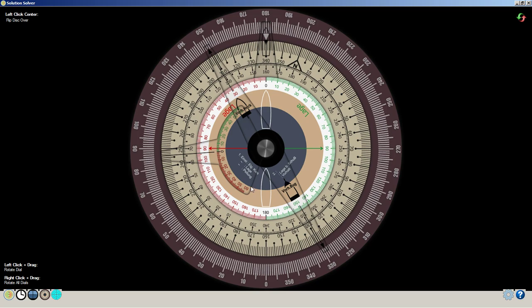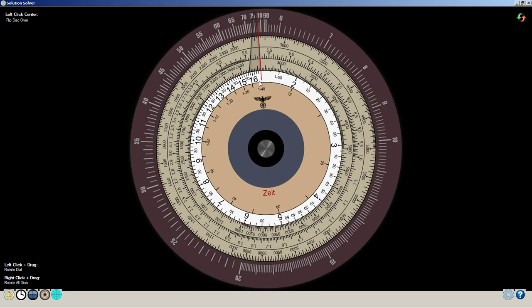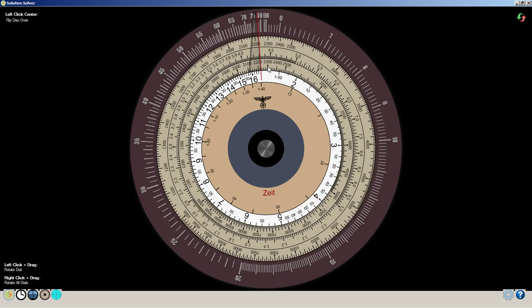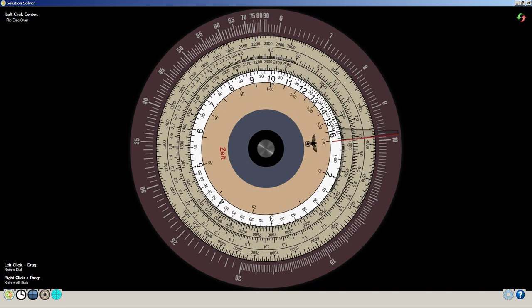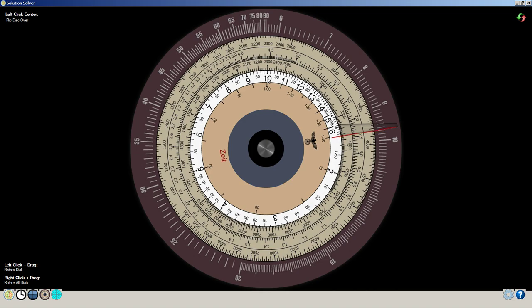How do we figure that out? Go to the speed side. 2,300, we find it here. We find 10 minutes here. We align, do division. So it's speed equals distance over time. We align those two there, and we go over here, and at the reference line we read the target speed off, 7.4 knots.